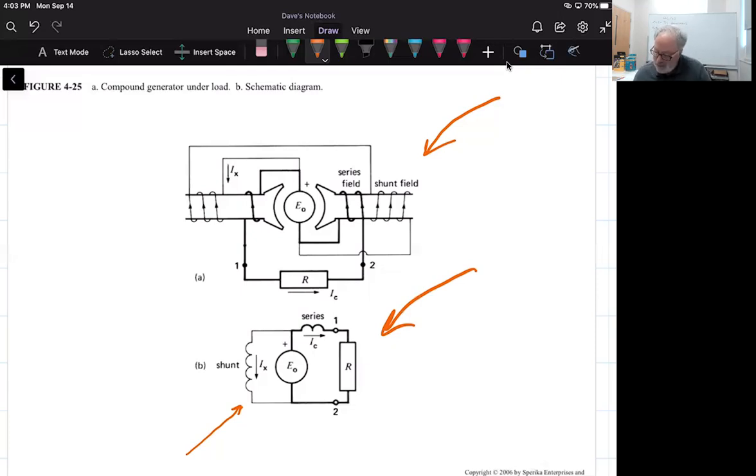Okay, so we'll call this the first video, part 1. And what we did is we defined this compound generator, and we have shown the connection or schematic for that compound generator. And what we'll do in the next video is we'll discuss how this construction causes a completely different set of characteristics for us.